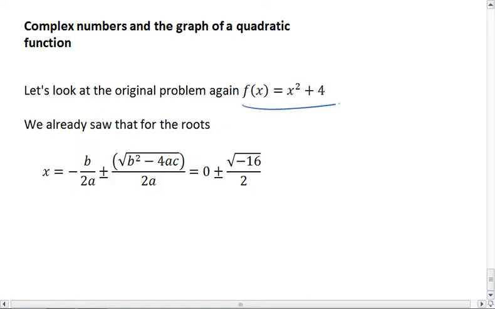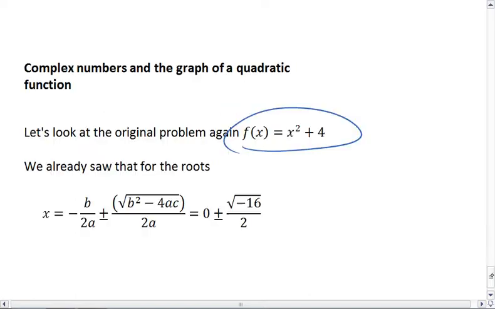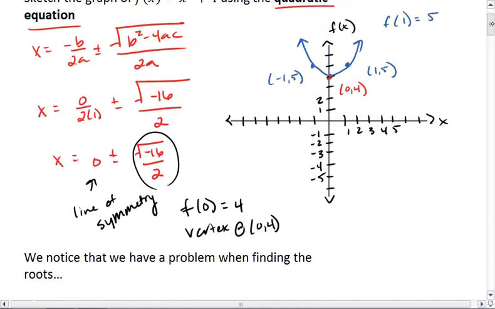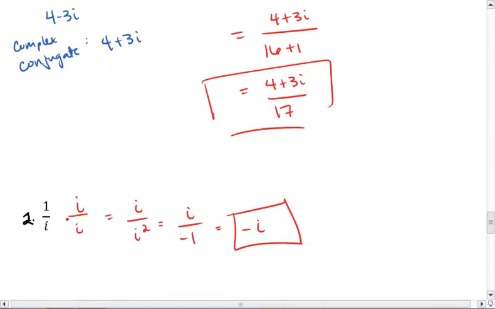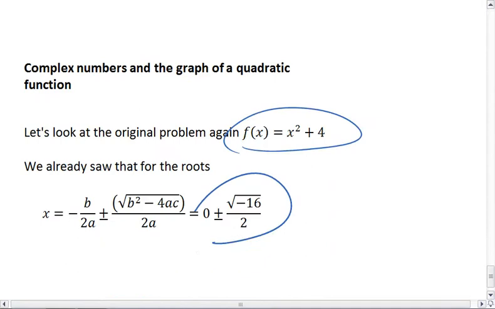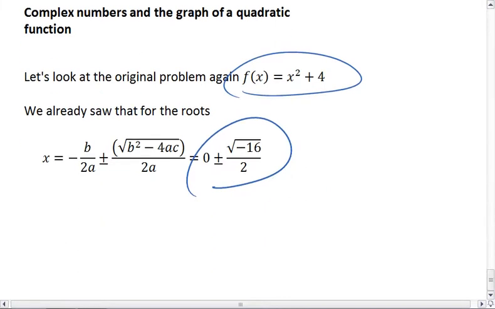So recall when we were solving for f of x equals x squared plus 4, we found that the roots are 0 plus or minus root negative 16 over 2, which we have right down here. Well, knowing what we know now, we can realize that this is 0 plus or minus 4i over 2, which is 0 plus or minus 2i. Let's connect this with the graph we saw earlier.